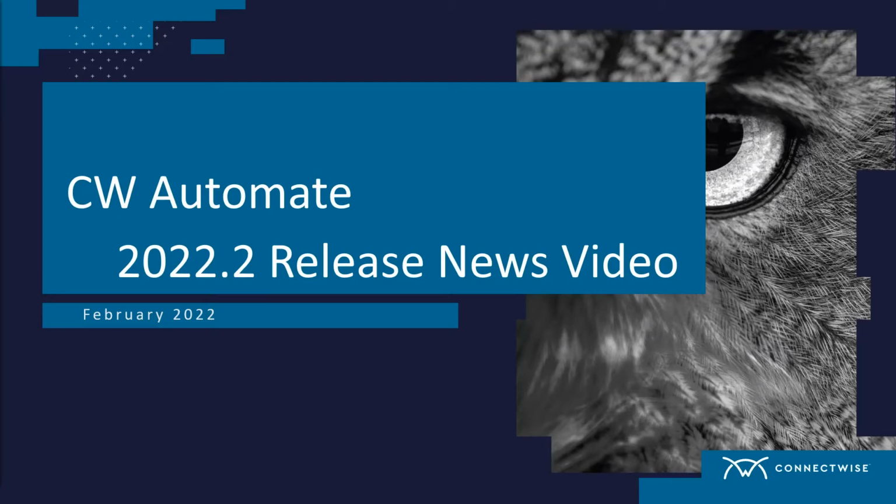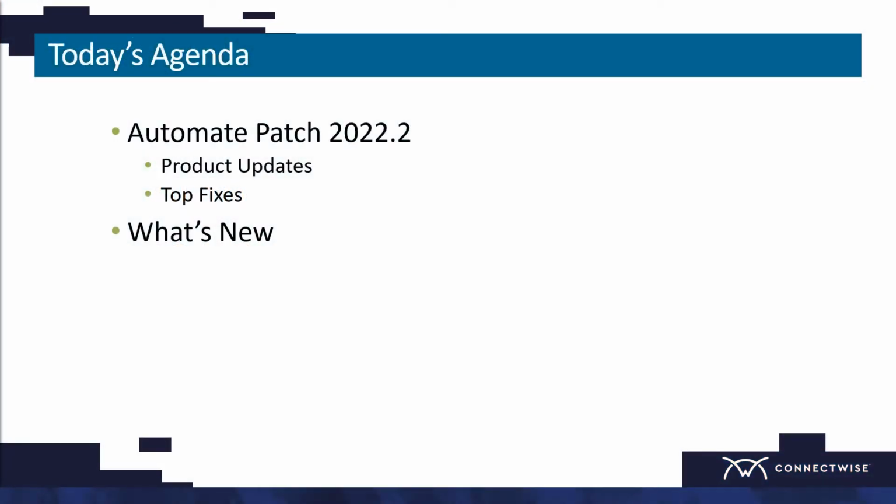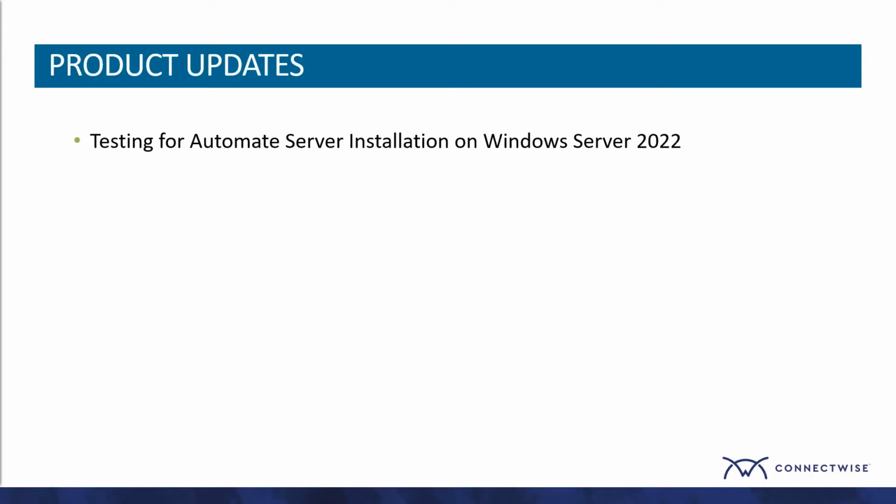The star of the show today will be Automate 2022, Patch 2. As per usual, we're going to start off with a conversation about product updates in this release, as well as top fixes, and then we'll move on to what is new in this release. Our lone product update for you today is that we are still testing installing the Automate server on Windows Server 2022.